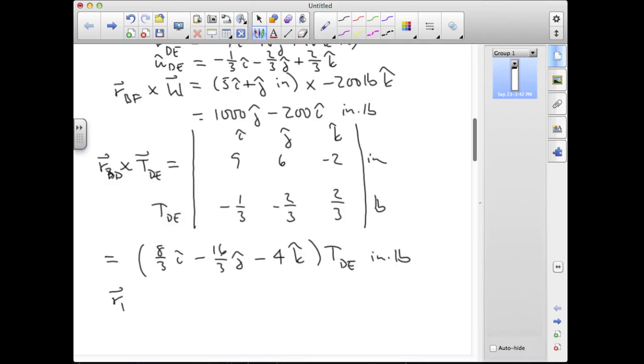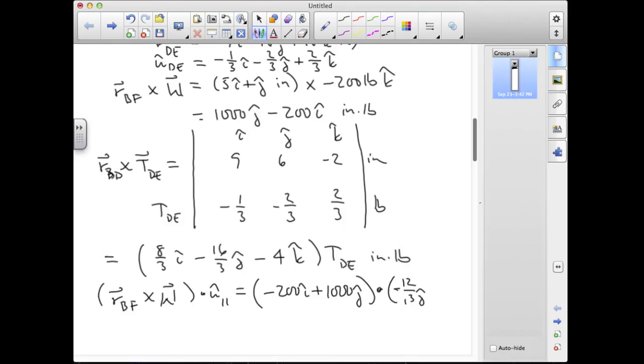So now the RBF cross the weight dotted into U parallel will be minus 200I plus 1000J dotted into minus 12/13 J plus 5/13 K. And the only thing that survives from that dot product are the J terms. That ends up being minus 12,000 over 13.